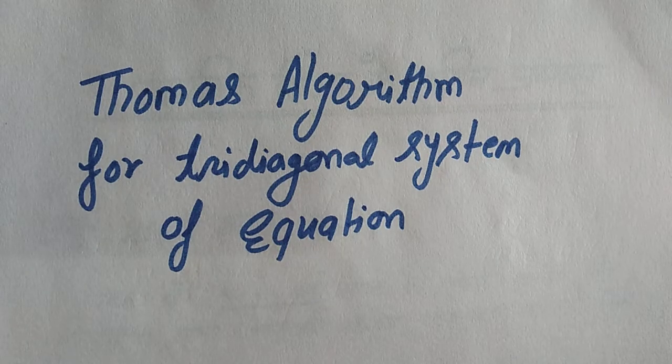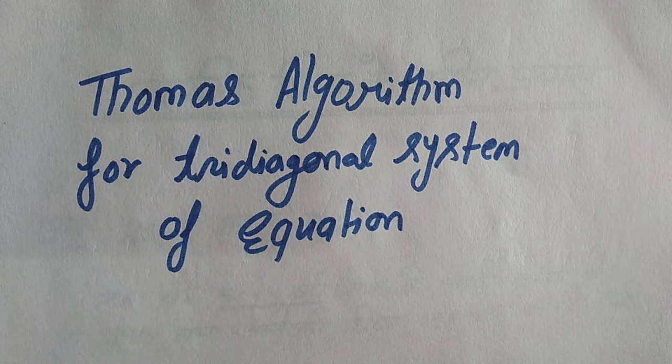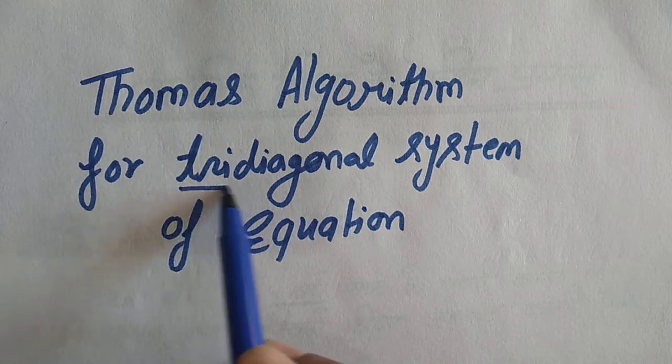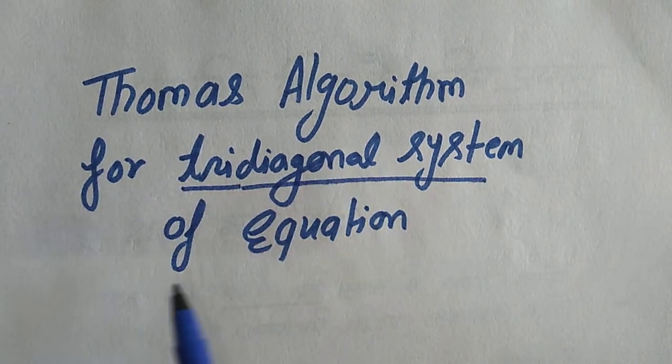In this video I am going to discuss the Thomas algorithm for tridiagonal system of equations. Thomas algorithm is a special form of Gauss elimination method that can be used to solve tridiagonal system of equation. So first let us try to understand what is the tridiagonal system of equation.